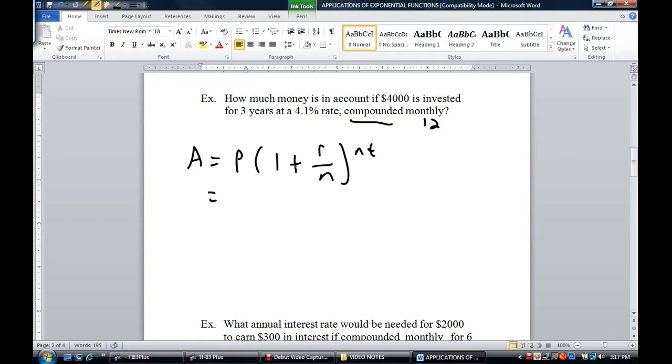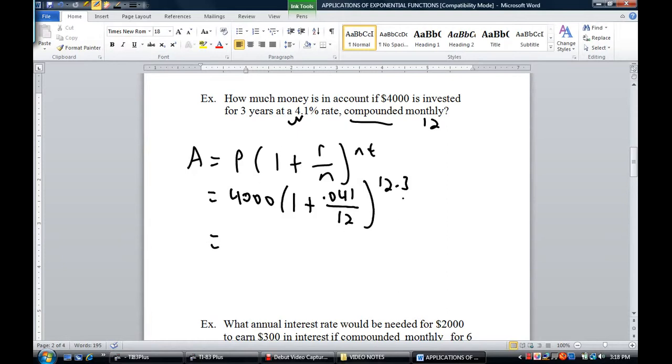So what I'm going to do is substitute the P, which is 4,000, because that's what we're investing. 1 stays 1, plus stays plus. R is 4.1%. To make it a decimal, we move it 2 places to the left. So it becomes 0.041. Since it is monthly, that's 12 times in a year. So N is 12. And then 12 times T. T is 3 years.